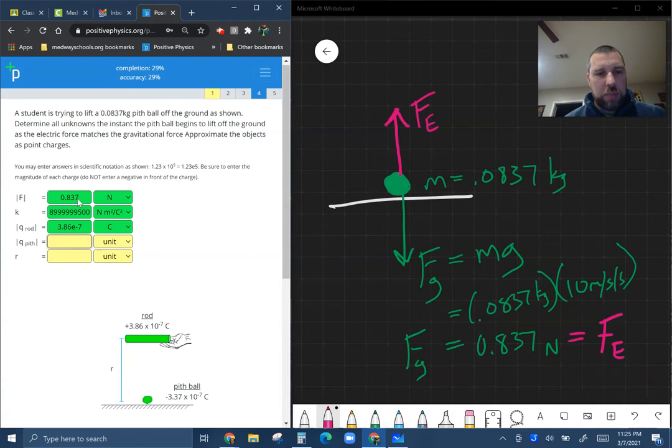And then charge on the pith ball, 3.37. Oh, now I'll show you what happens when I do this times 10 to the -7th. But Mr. J, it literally says that right there. But it also literally says, do not enter a negative in front of the charge. However they coded it, it gets cranky when you do. So absolute value, just give us the number, the amount, 3.37, and be careful of that.